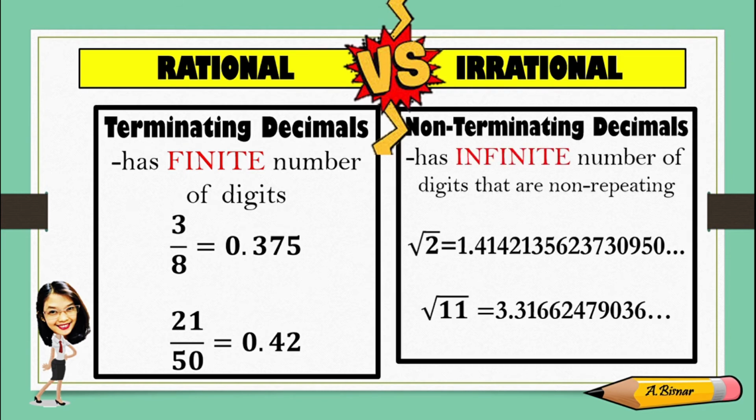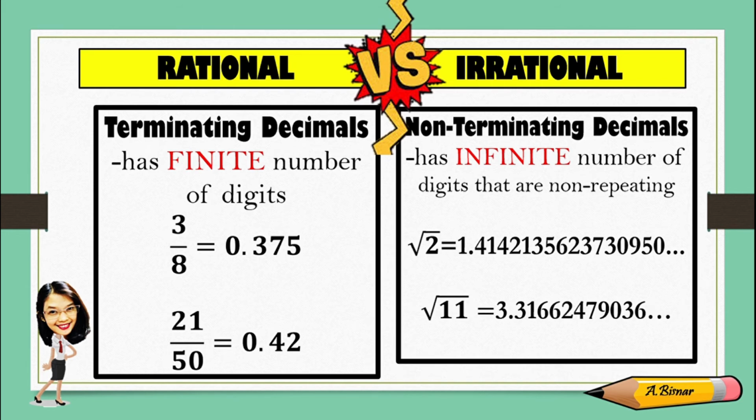How about non-terminating decimals? So, this has an infinite number of digits that are non-repeating. So when we say infinite number, it has numbers that are limitless. And therefore, we cannot count the number of digits.